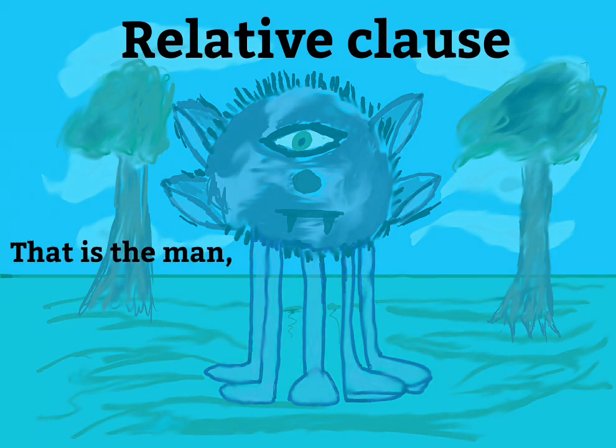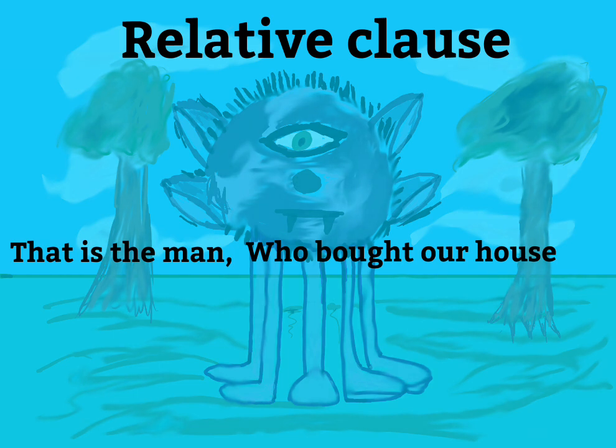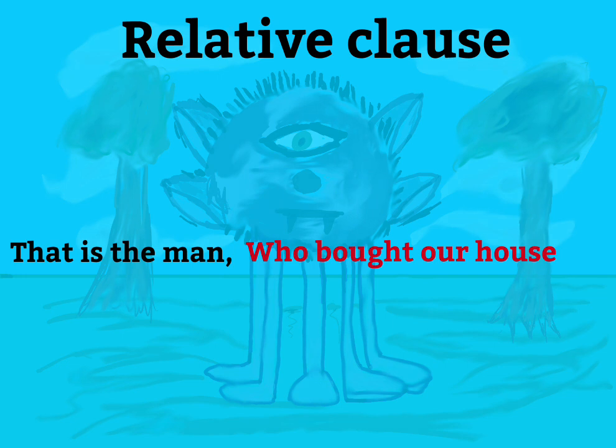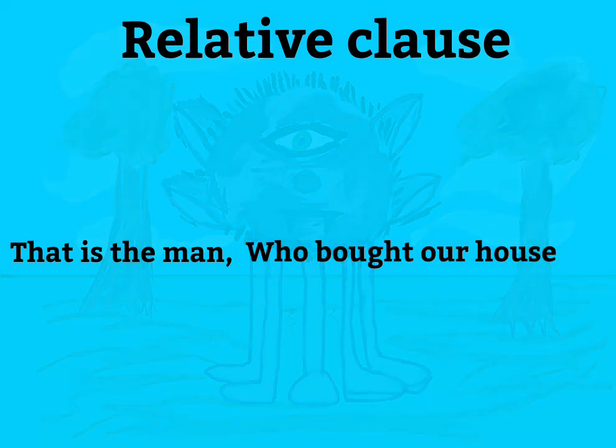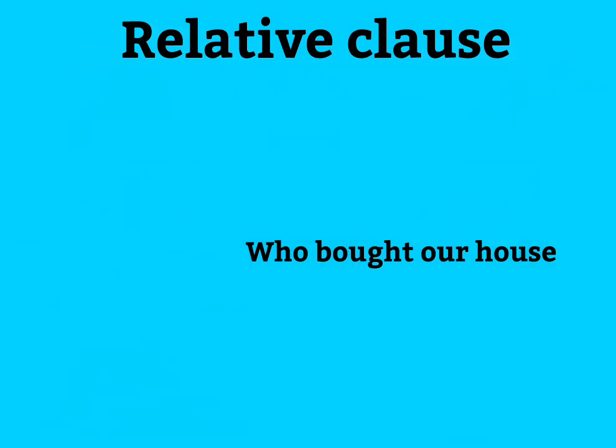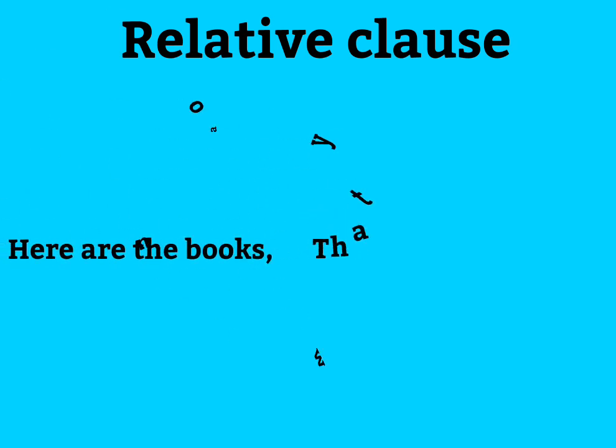That's the man who bought our house. That's the man is the main clause. Who bought our house is the relative clause. So when we say who bought our house, that alone is not a sentence, but is giving more information about the man. So if I were to say, here are the books that you wanted, the phrase that you wanted, again, gives more information about the books, implying that they were wanted.